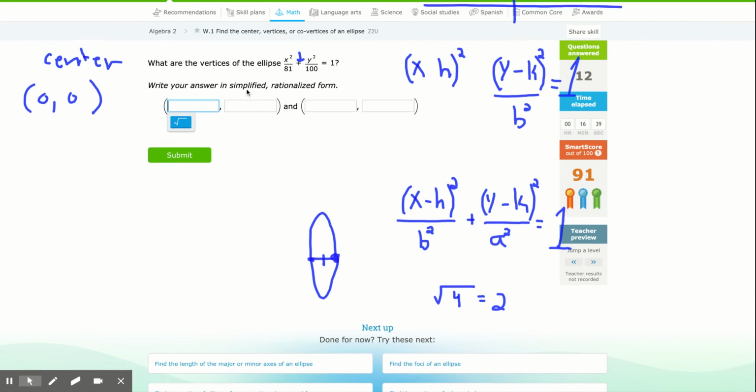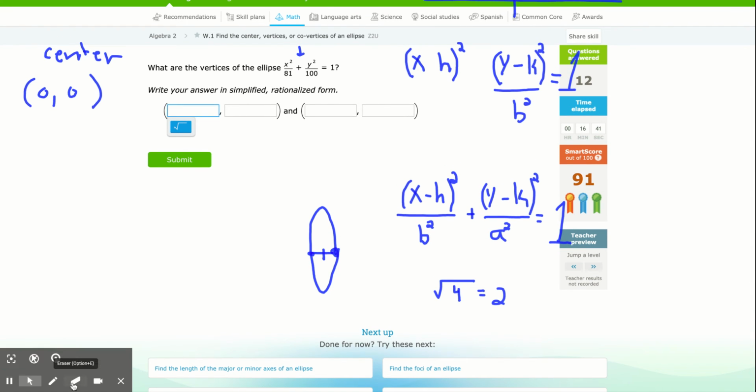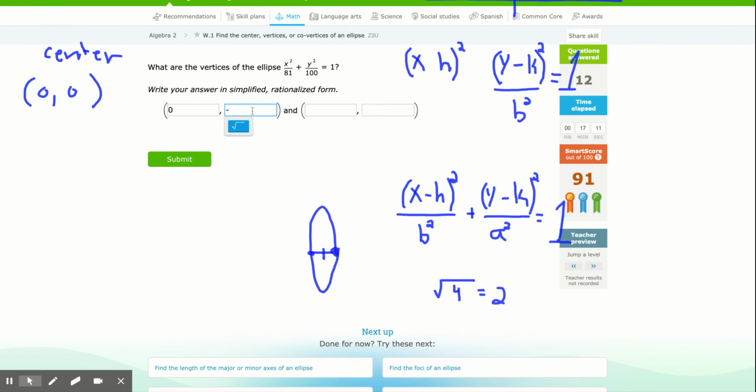Okay, so now here, what are the vertices? Now the vertices are going to be the distance above and below the center because the larger number is under the y squared. We still have a center of 0, 0, but now I need to go up and down whatever the square root of that number underneath the y squared is, because that's the larger number. The square root of 100 is 10. The center is 0, 0, so my vertices will be up 10 and down 10. So 0, negative 10 will be one vertex, and 0, positive 10 will be the other vertex.